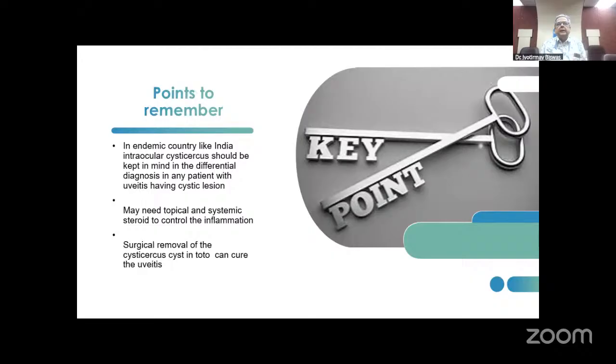So in an endemic country like India, intraocular cysticercus should be kept in mind in the differential diagnosis of any patient with uveitis having a cystic lesion. Give topical and systemic steroids to control the inflammation, because when the cyst bursts, it produces intense inflammation. And surgical removal of the cysticercus cyst in toto can cure the uveitis.